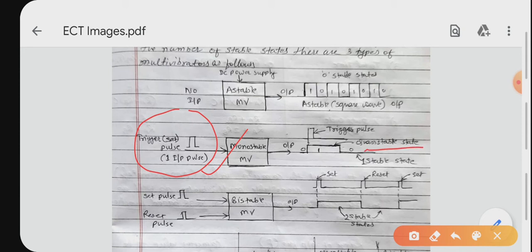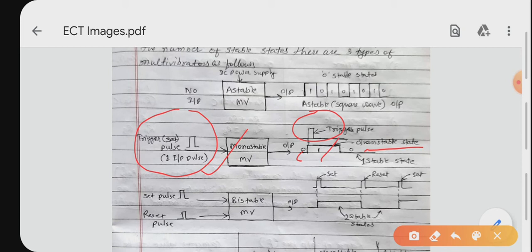So you can see here, when trigger pulse is applied, it may be positive or negative trigger pulse. Initially the output was 0. As soon as the trigger pulse is applied, the output switches to 1. So state of the output is changed from 0 to 1, from stable state to quasi stable state or unstable state. That is called as a monostable multivibrator.